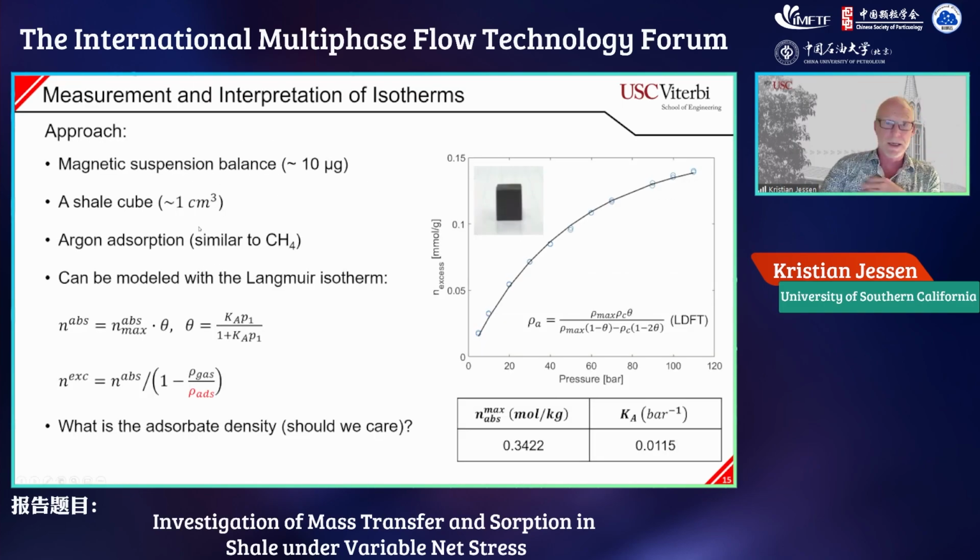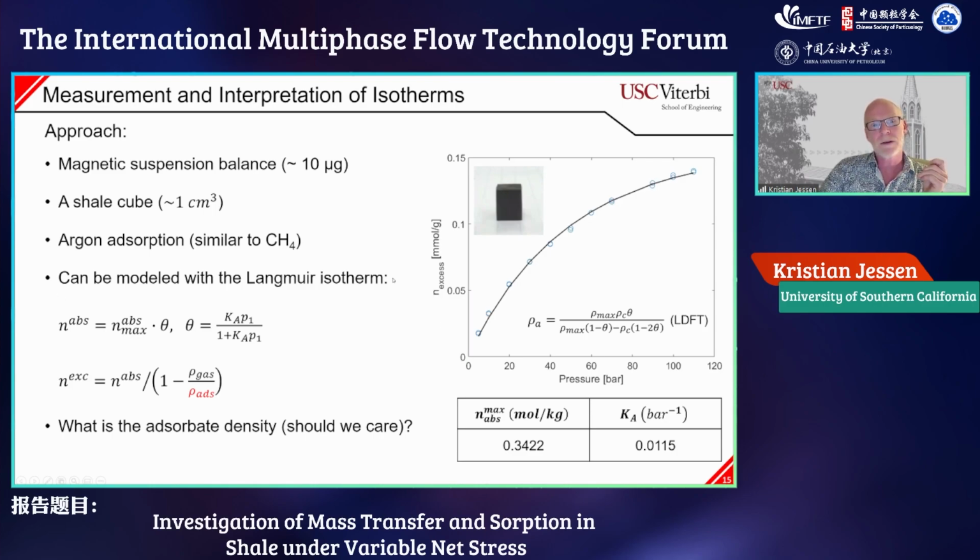Now, as I mentioned, we use the suspension balance, and the accuracy of that is about 10 micrograms, which is fairly accurate. We work with the cube shown here, which is roughly a 1 centimeter cube. And we chose originally to work with argon because it has a sorption behavior that's similar to that of methane. Only argon is not going to catch fire, and we have to train students to work safely first for that, and then we switch to methane later. And over here, we observed the excess adsorption that we observed for argon.